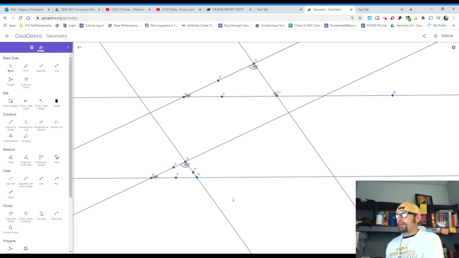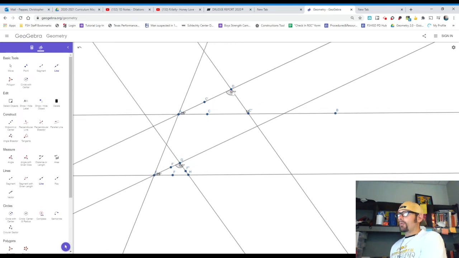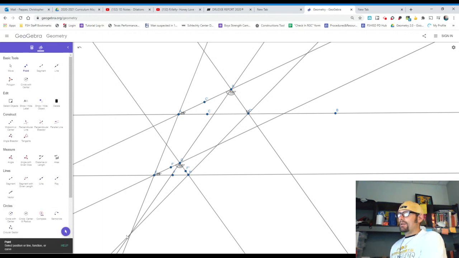Okay. Now, again, to prove that these two are dilated, and if they're dilated, they're similar, all we'll do is lines through all of our corresponding points. So we can do a line from A through E. We'll do a line from D through G. We'll do a line from C through H. And we'll see they all meet at one point right there.